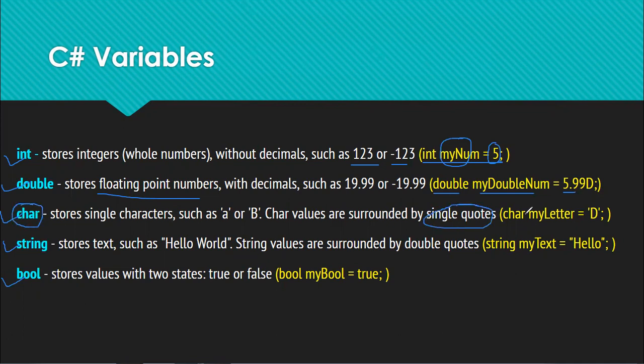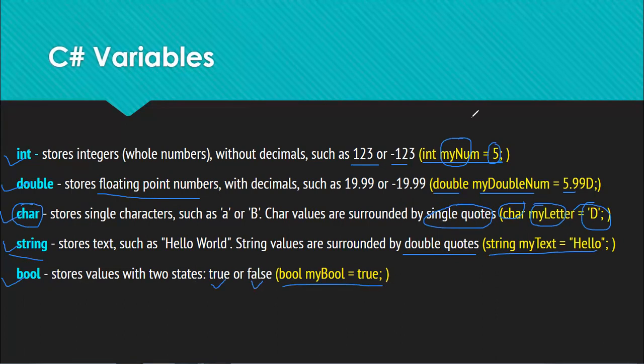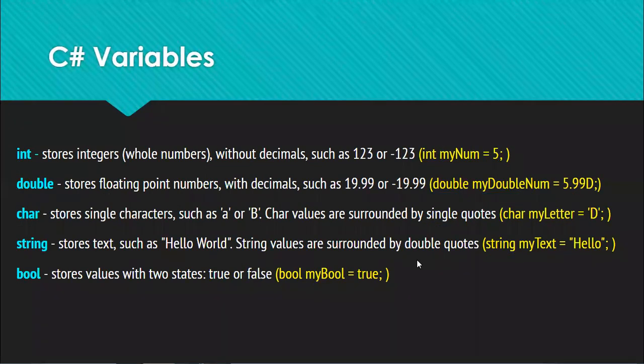It is generally surrounded by single quotes, like char, the name of the variable, and the character that you want to store. Then next is a string. String is surrounded by double quotes, where white spaces are allowed. So this is an example. And last is bool, which stores Boolean values, that is true and false. So this is an example for the same.